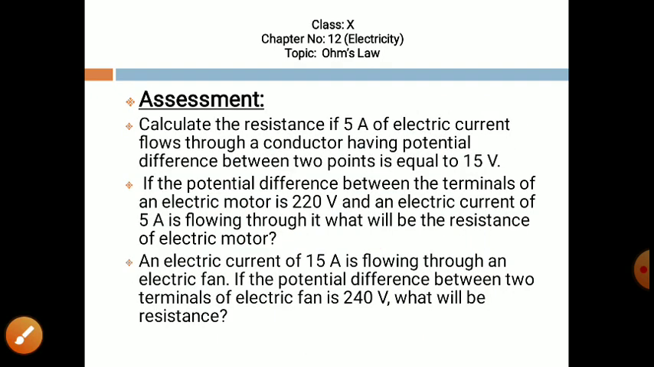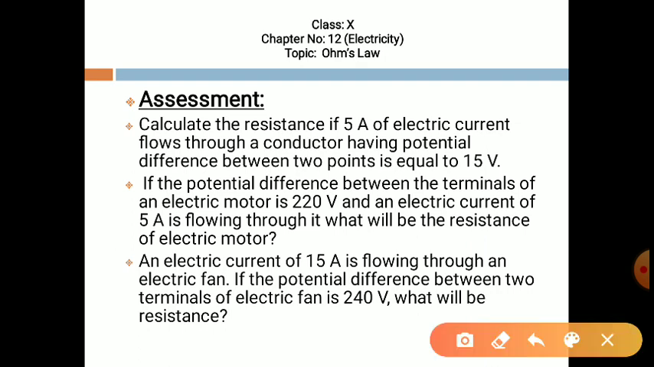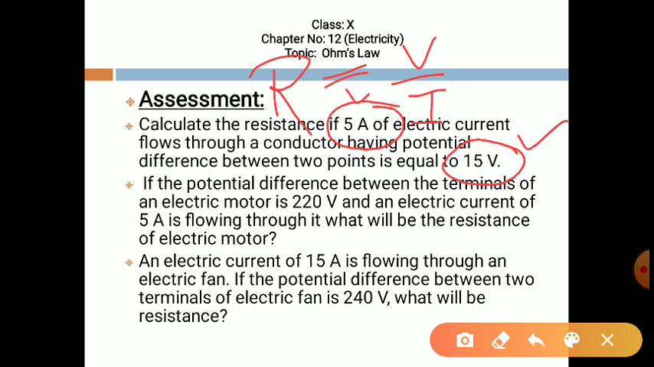So here we come to today's assessment. First question, calculate the resistance. You have to find out R. If 5 ampere of electric current, the value of I is 5, flows through a conductor having potential difference between 2 points equal to 15 volt, the value of V is 15 volt, you have to find out R. The formula will be R is equal to V by I. Now put the values of voltage and current, you will have your resistance.